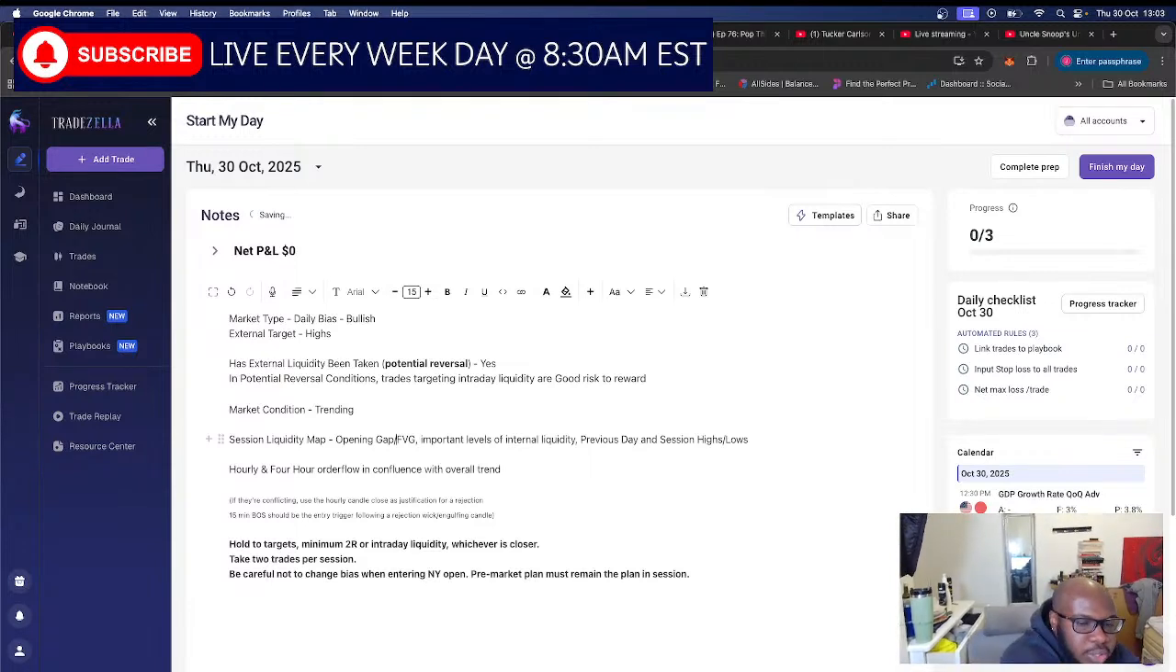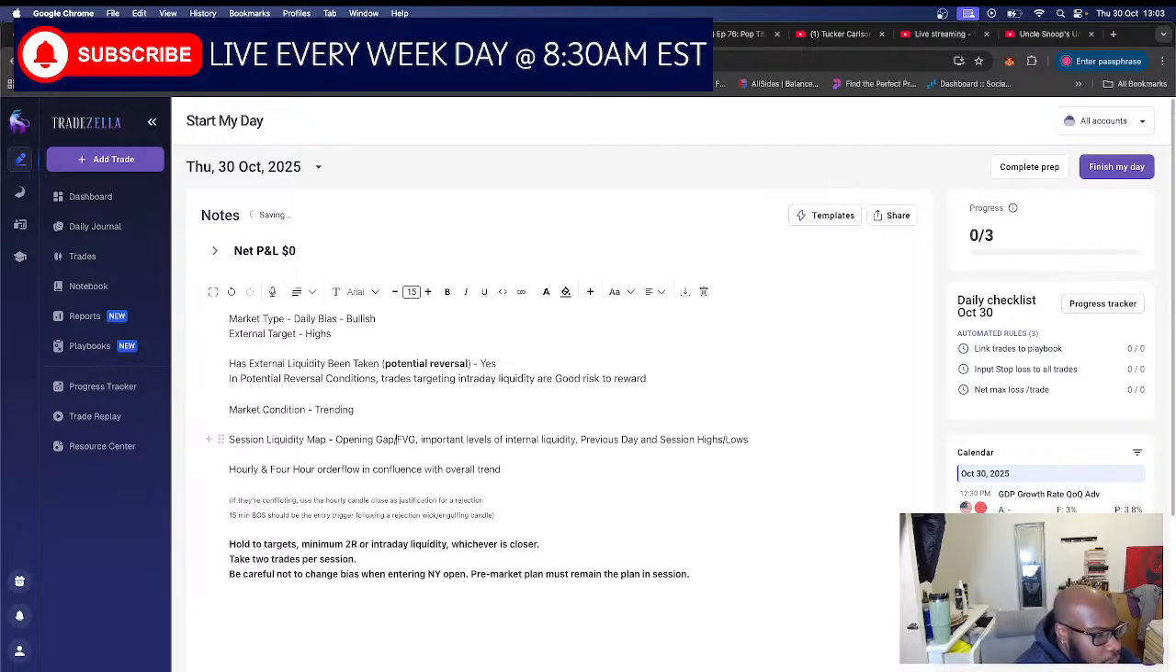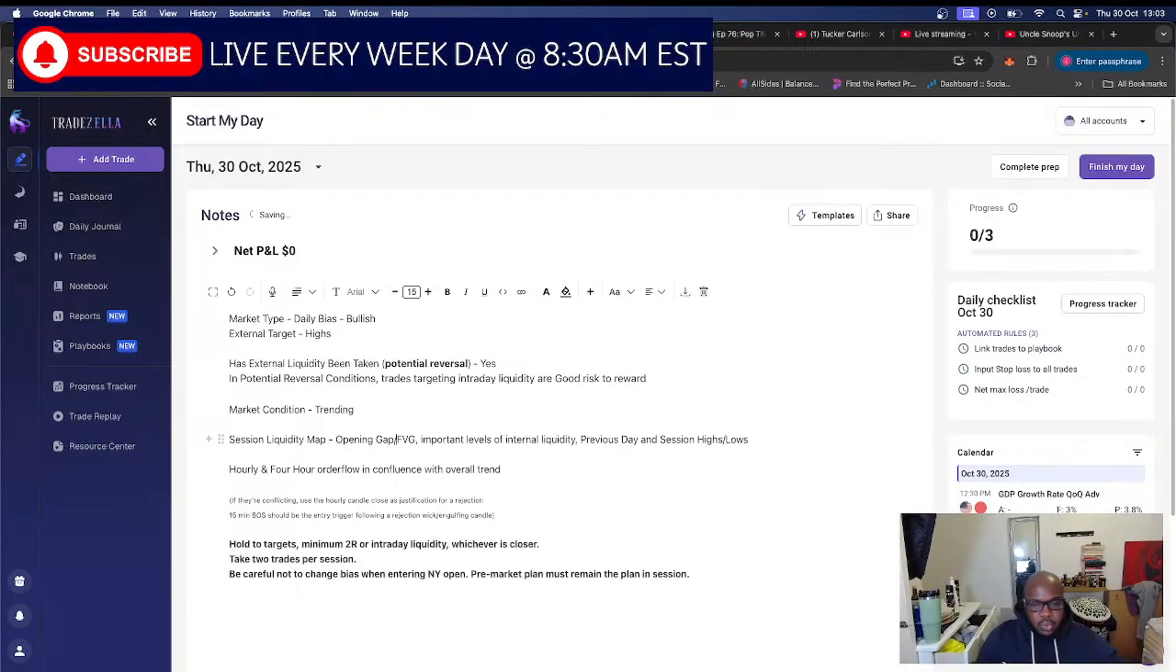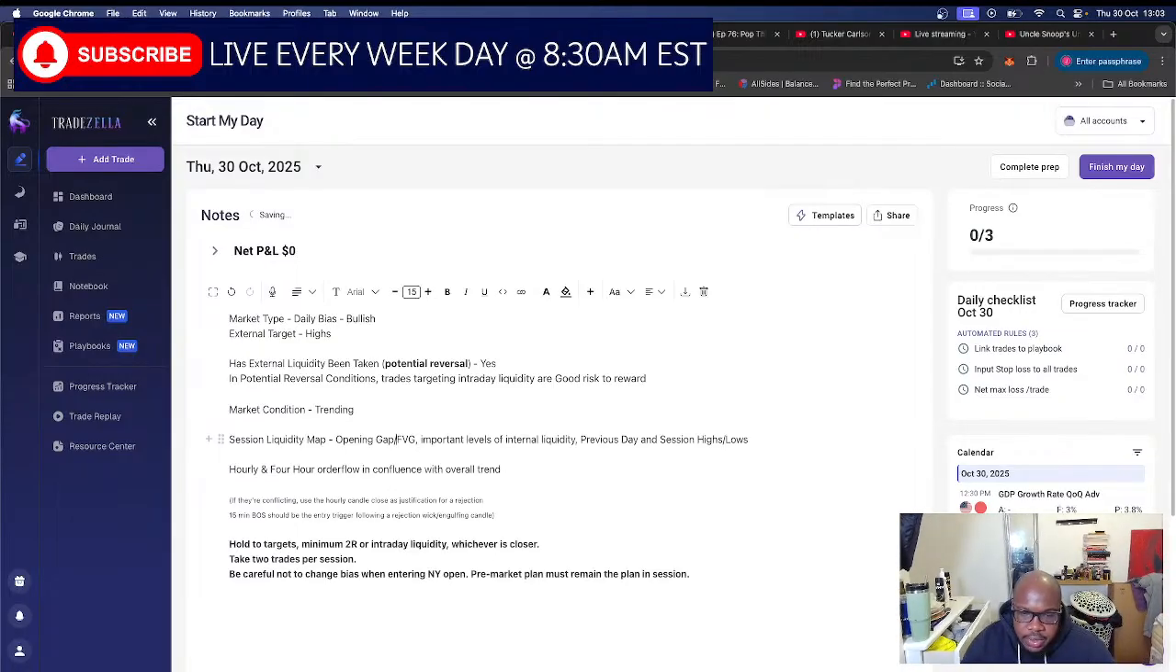So I'll mark that out on here as well. Hourly and 4-hour candles are currently in a downtrend, which is not in confluence with the overall trend. And the reason that's important is because if we are to look for buy trades in this market, we'd want to see price at least in an uptrend on the hourly chart. So we want to see price somehow break above and begin an uptrend.